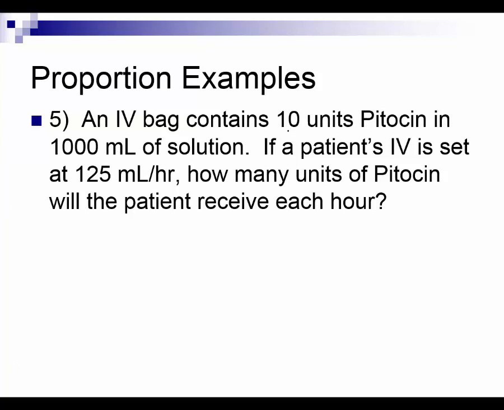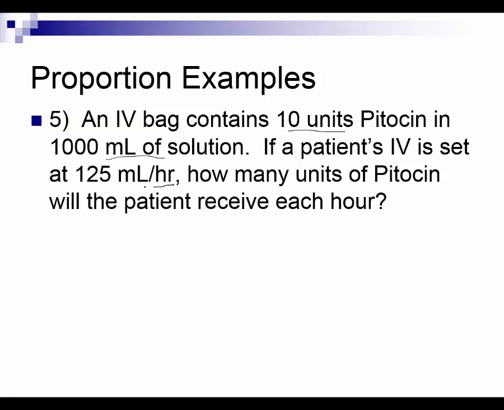In this problem, there are really three labels. There are the units of Pitocin, there are the milliliters of solution, and there is the element of time, which is mentioned in hours. Of these three, two of them need to be used in the proportion, and the other one remains constant.